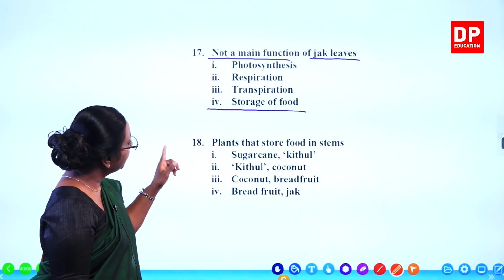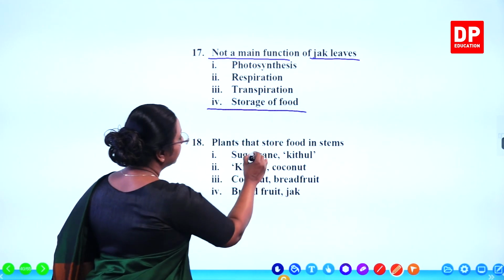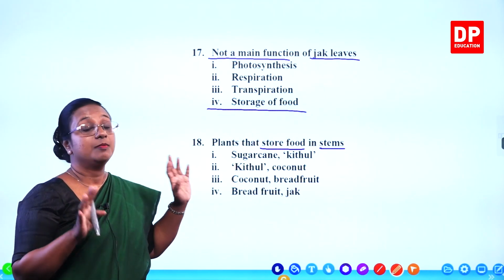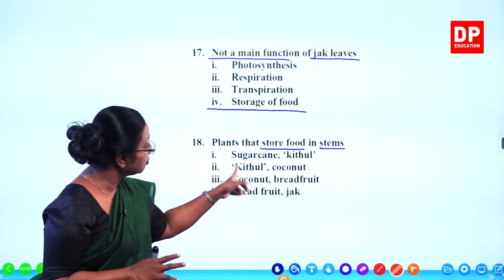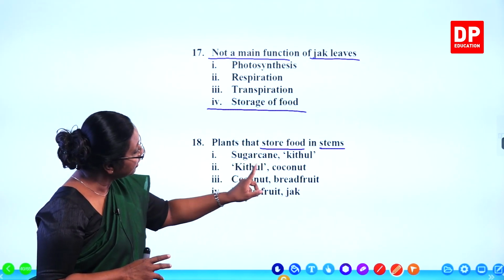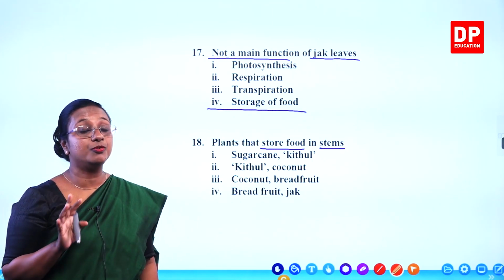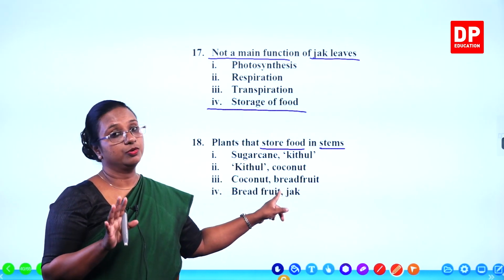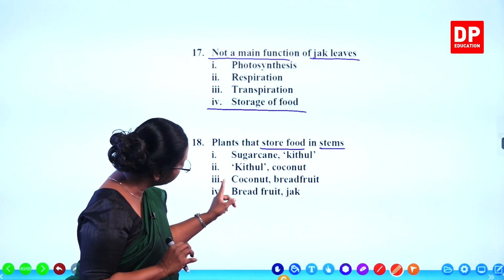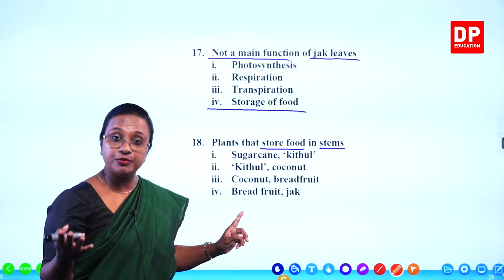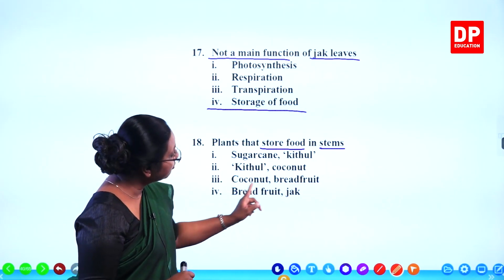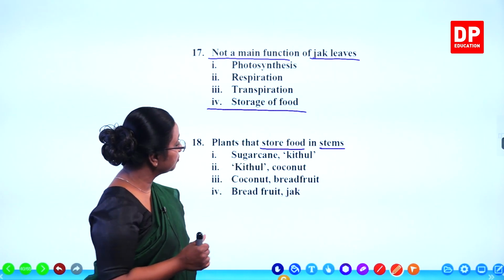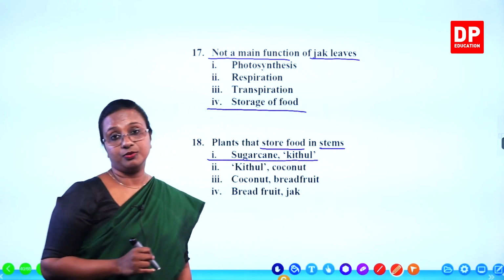Then the next one. Plants that store food in stems. So always students, look at all the terms because you have learned storage in different parts. So store food in stems. Sugarcane, kitul. They do store food in stems. Those are the two examples. Kithul, yes. Coconut, no. They don't store food in the stem. Breadfruit also fruit. So they all have fruits. Breadfruit and jack, they also store food in fruits. So what is the correct answer? Plants that store food in stems, sugarcane and kithul.